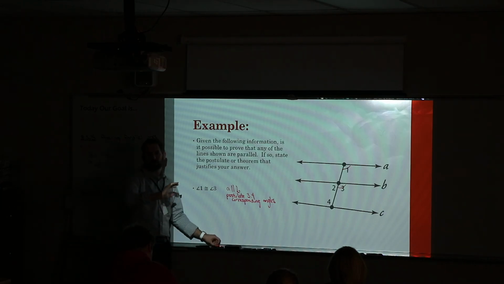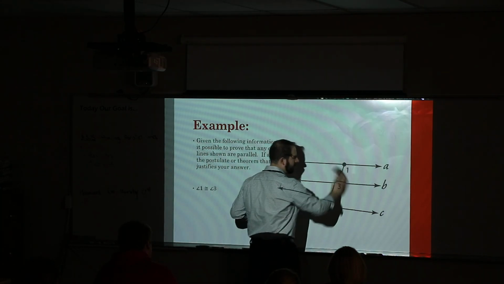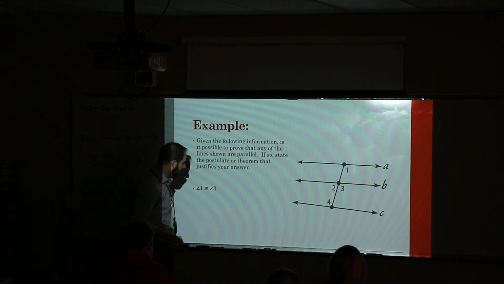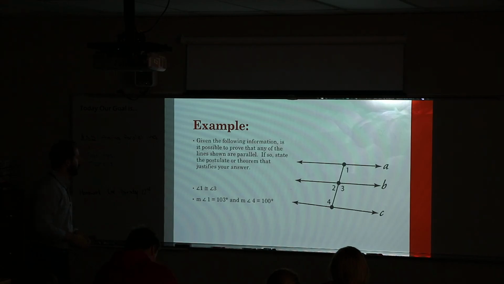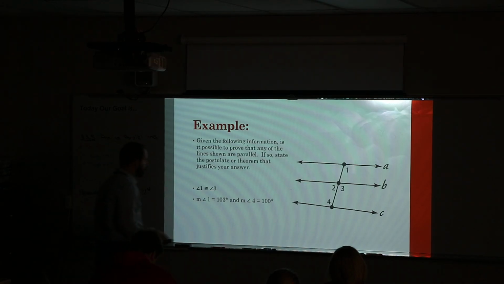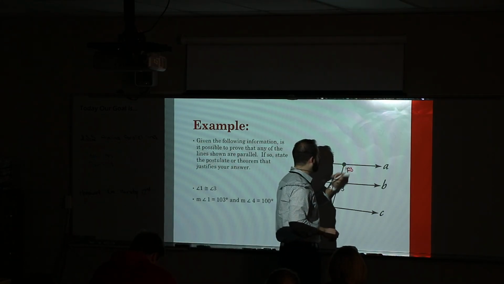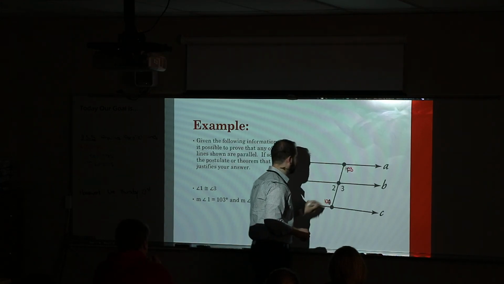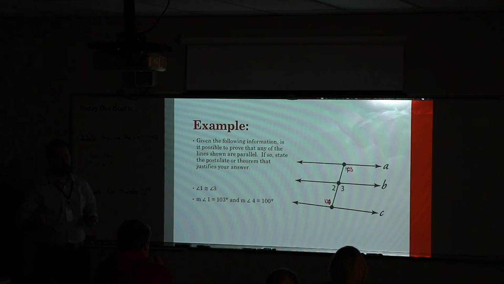Okay, so scrub that out of your mind. Now we're going back to a blank slate. This isn't there anymore. Now we'll go to problem number 9. Angle 1 is 103 degrees. Angle 4 is 100 degrees. Are any of these lines parallel?